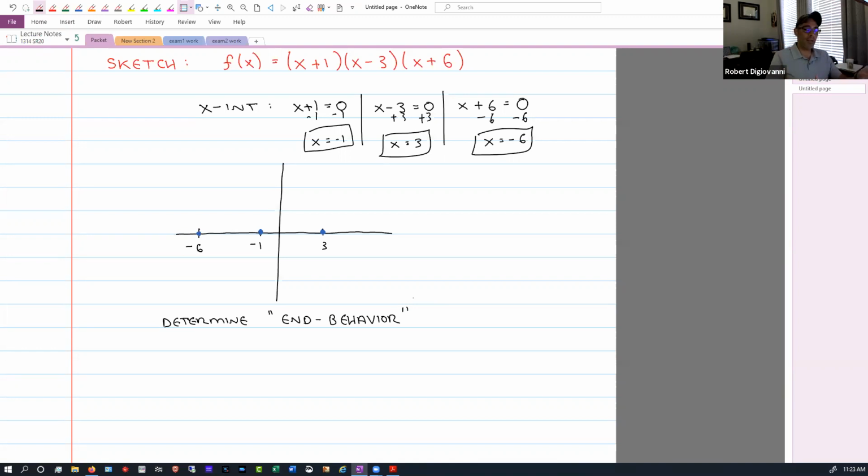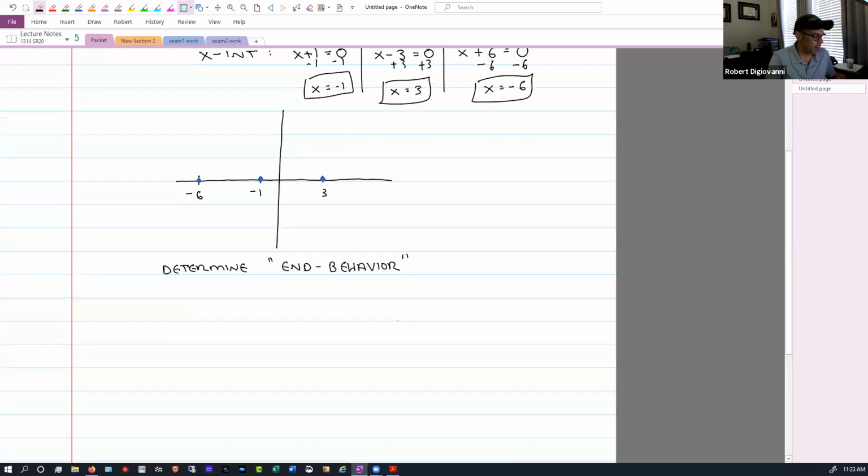And with polynomials, it's a little different than quadratics. With polynomials, you either have both ends go up, both ends go down, or it's a mixture. One side goes up, the other goes down, or the other way around. So there's a couple of steps to do it, but it's not that bad once you know what it is. So here's how we determine the end behavior.